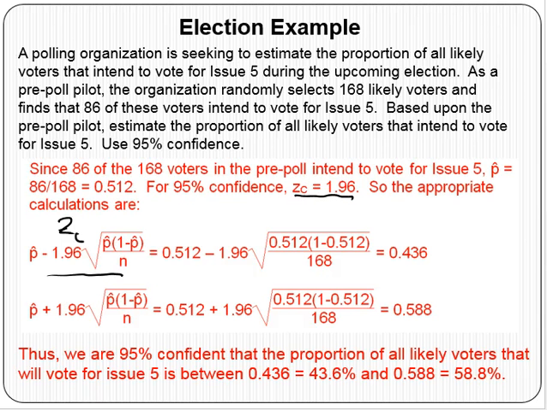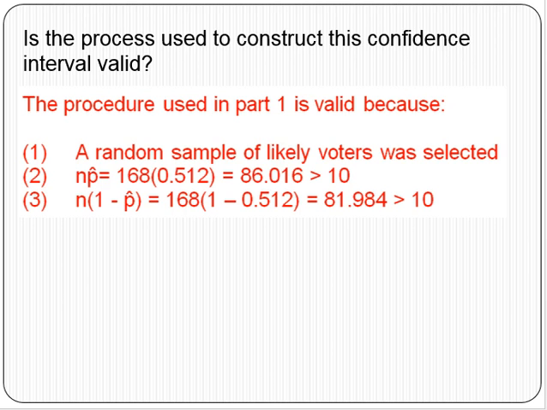So interpreting it, which you have to do, we are 95% confident that the proportion of all likely voters that will vote for issue 5 is between 0.436, or 43.6%, and 0.588, or 58.8%. Okay. We then, in our example, asked, is it valid? You always have to check validity.